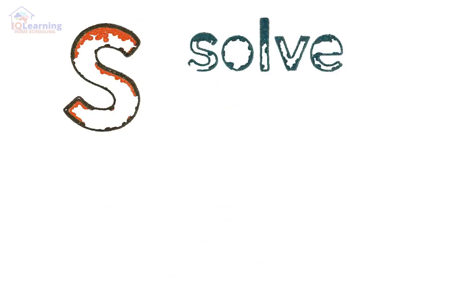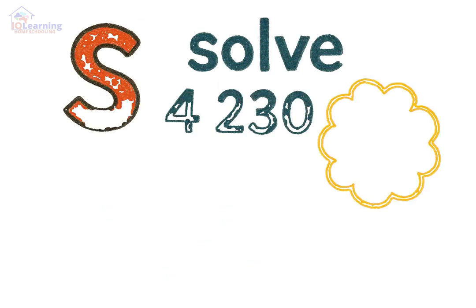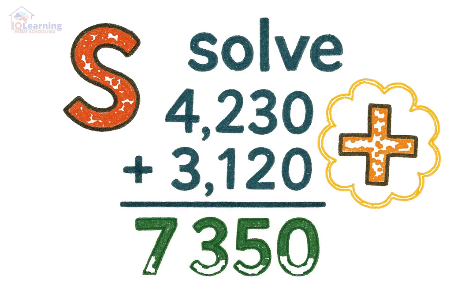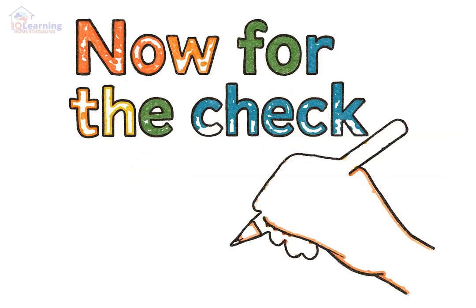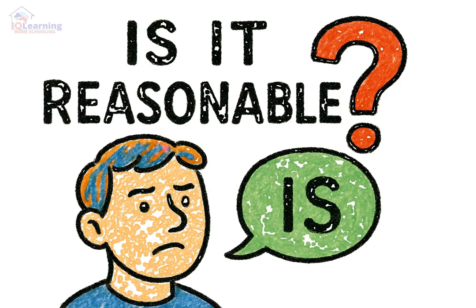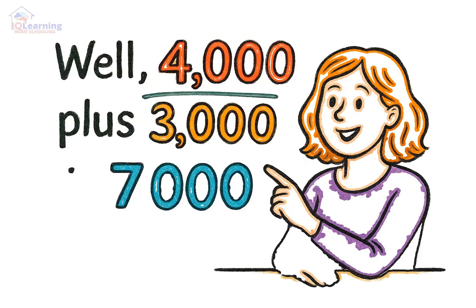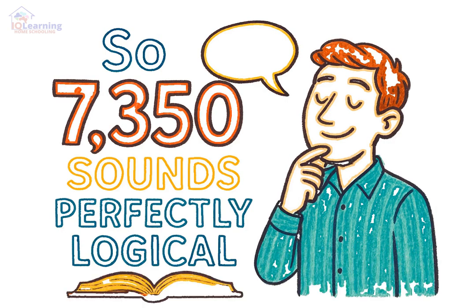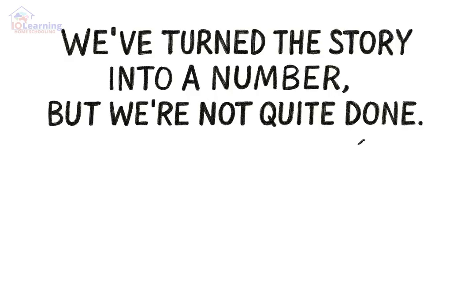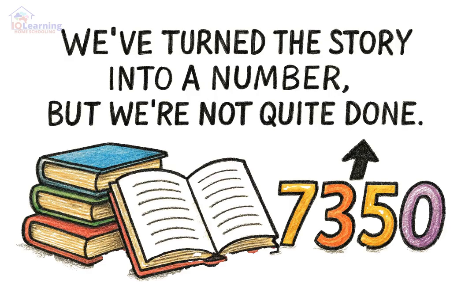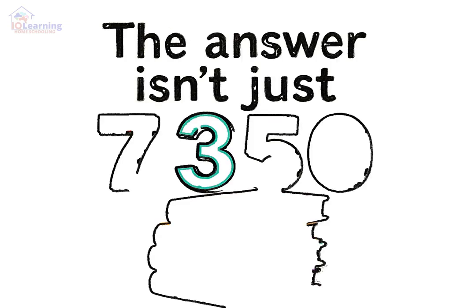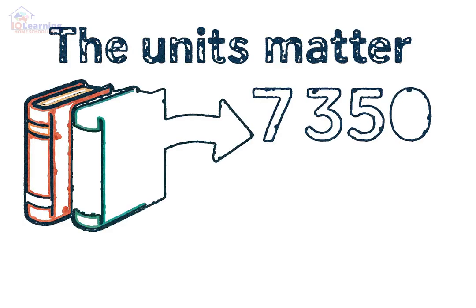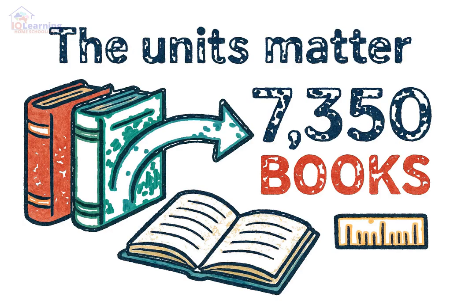So S, solve. 4,230 plus 3,120 equals 7,350. Now for the check. Is it reasonable? Well, 4,000 plus 3,000 is 7,000, so 7,350 sounds perfectly logical. We've turned the story into a number, but we're not quite done. The answer isn't just 7,350 books. The units matter because they keep the number connected to the story.